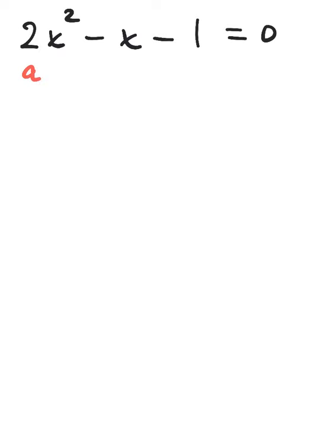So let's take a look at an example. Let's look at solving 2x squared minus x minus 1. Now, if all three terms are on the same side, you're ready to start. I'm going to label these A, B, and C, and you'll want to do that with your problem.